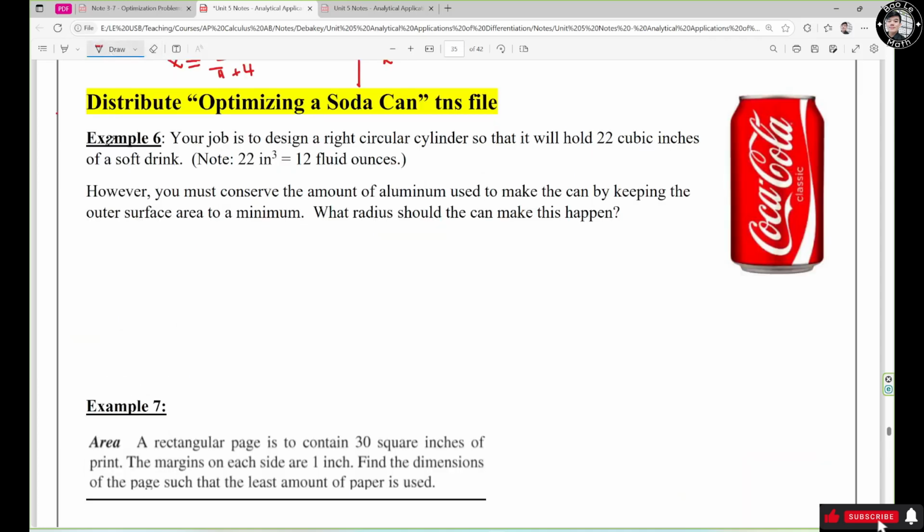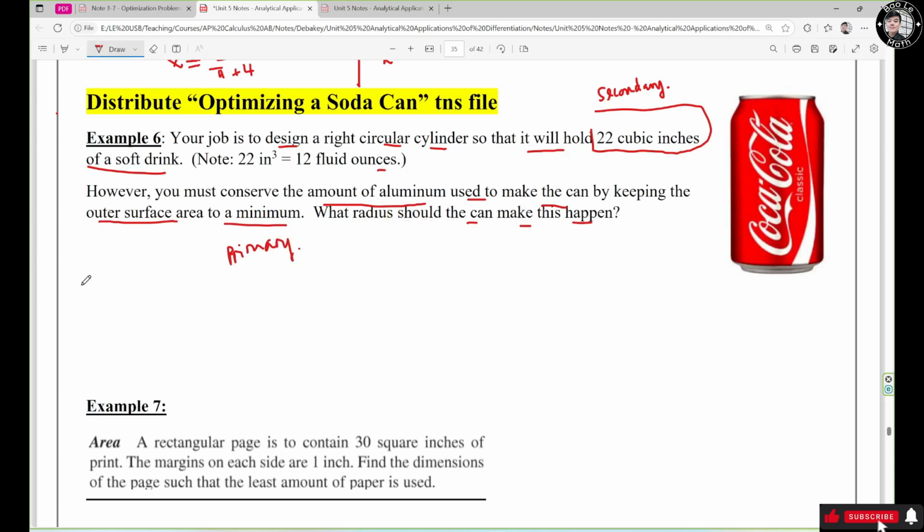right? Now let's move on to example number 6. Your job is to design a right circular cylinder so that it will hold 22 cubic inches of soft drinks, right? So this one is given, which is the secondary equation, right? However, you must conserve the amount of aluminum used to make the can by keeping the outer surface area to a minimum, right? So the primary equation is right here. What radius should the can have to make this happen, right?